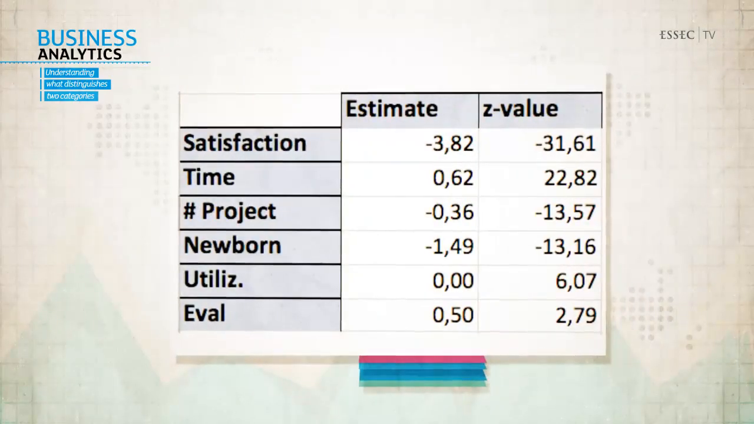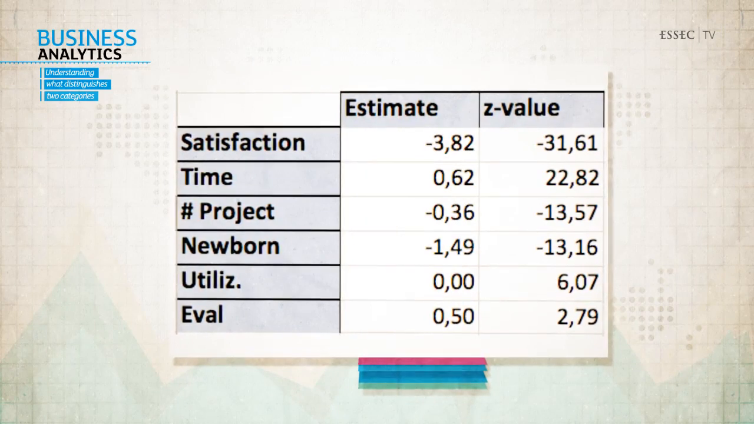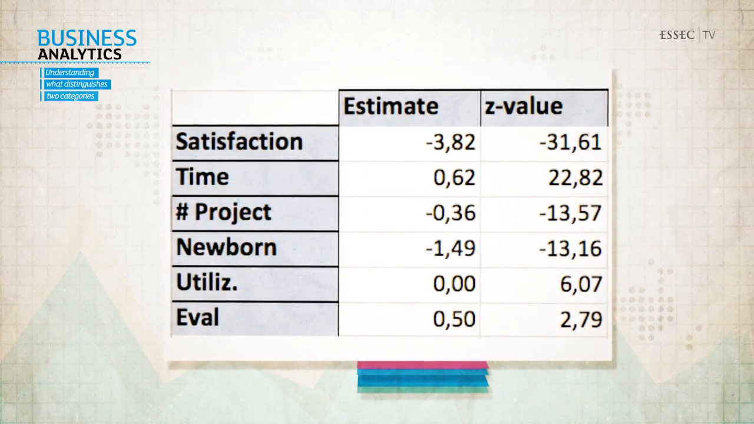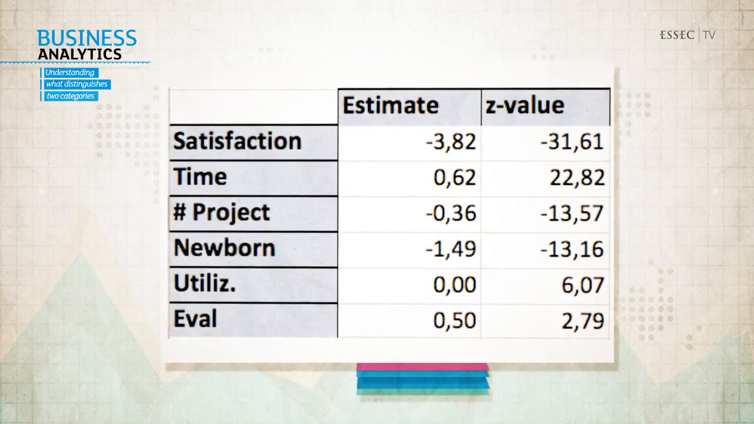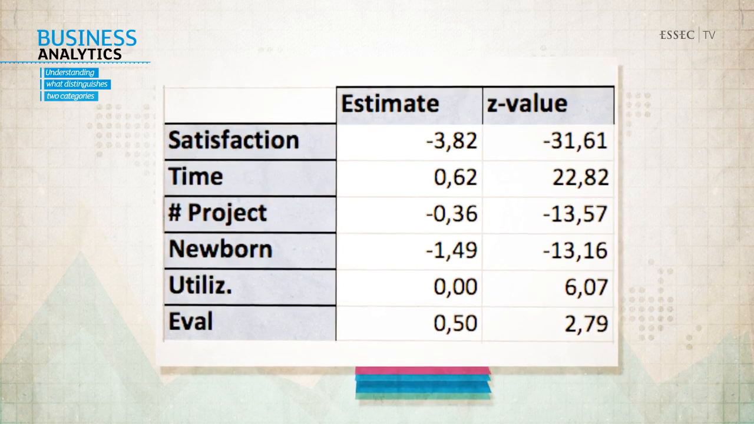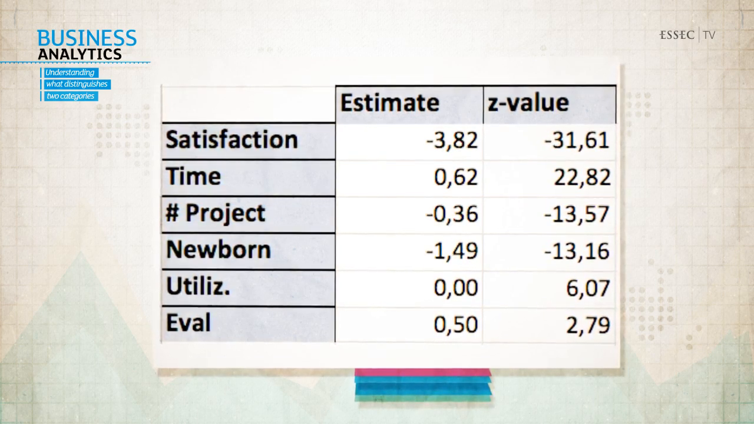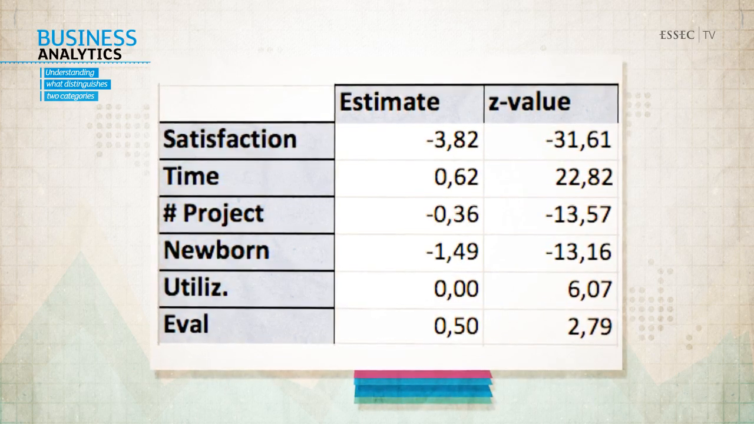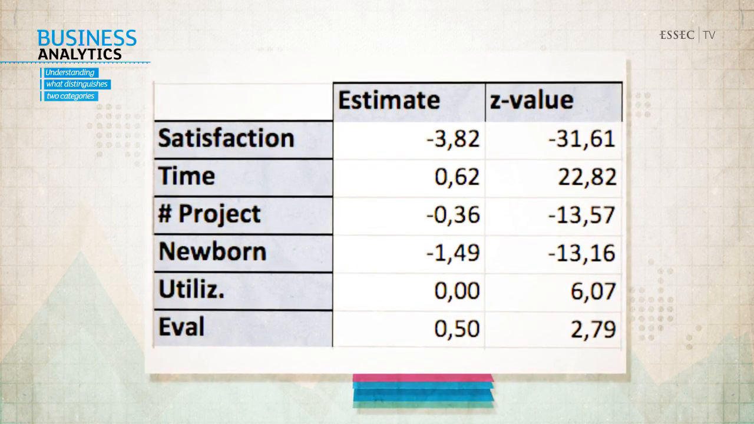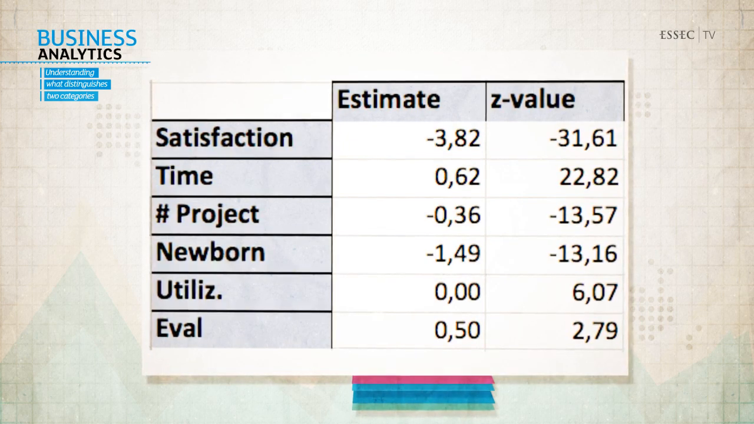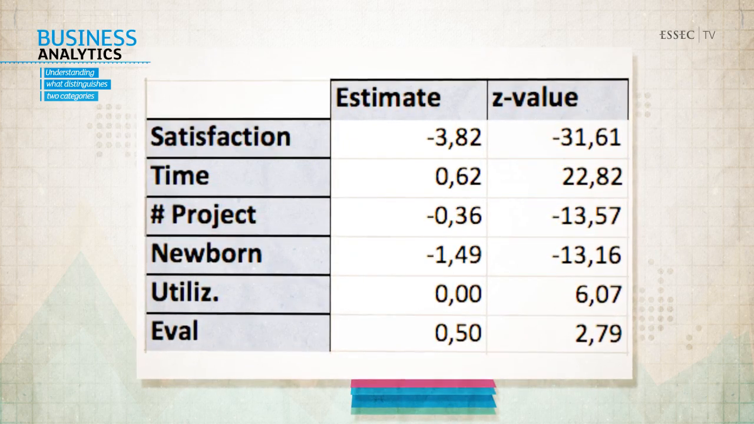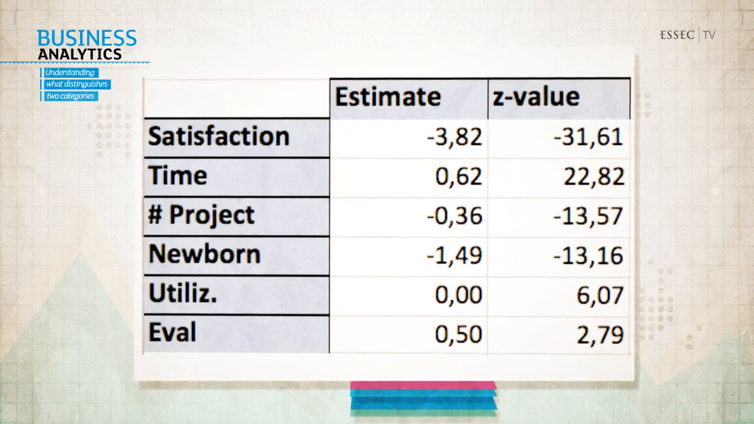1. How important they are, and 2. If the effect is positive or negative. We can use the absolute value of the z-value column to assess the importance of the variables. As with the t-value for the linear regression, in the case of a logistic regression, the larger the z-value, the more important the effect is. And we see that the most important variable is the satisfaction first, the time with the company second, then the number of projects, and so on.